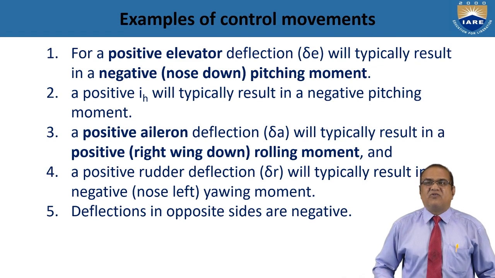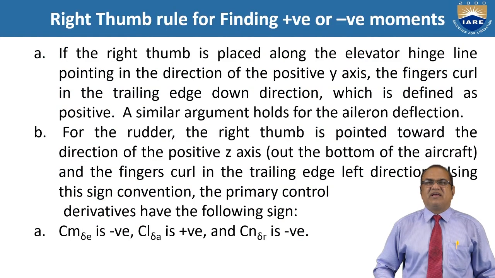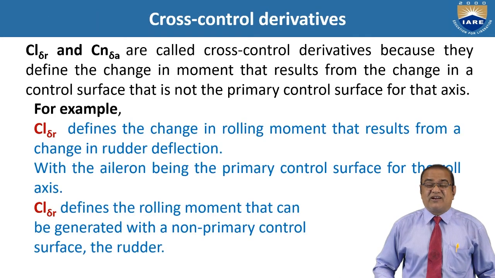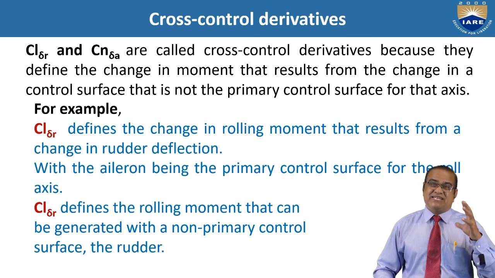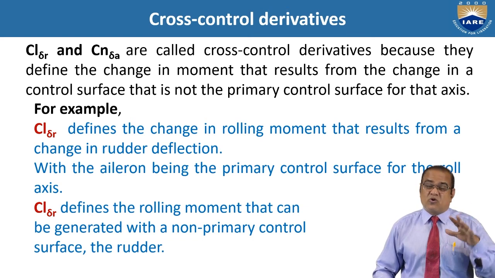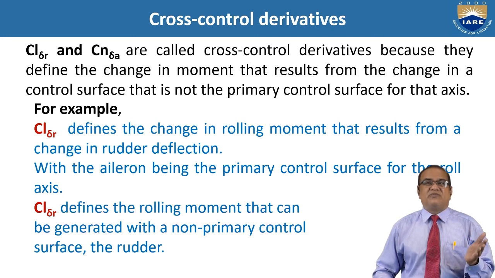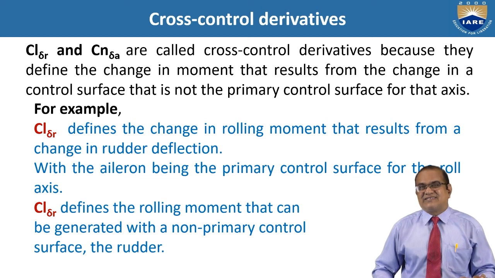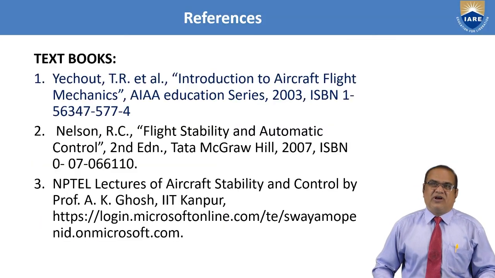And I have also given this example of the cross control derivative. I discussed how, if you roll the aircraft, yawing will happen, and if you yaw the aircraft, roll will happen. Both are cross coupled.